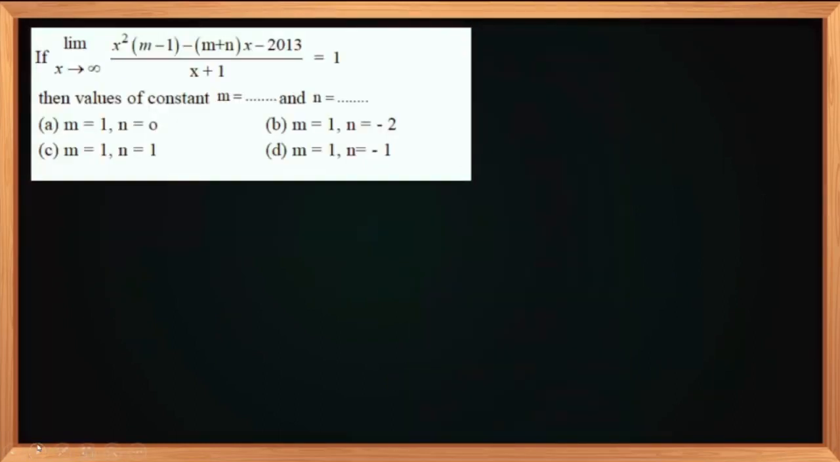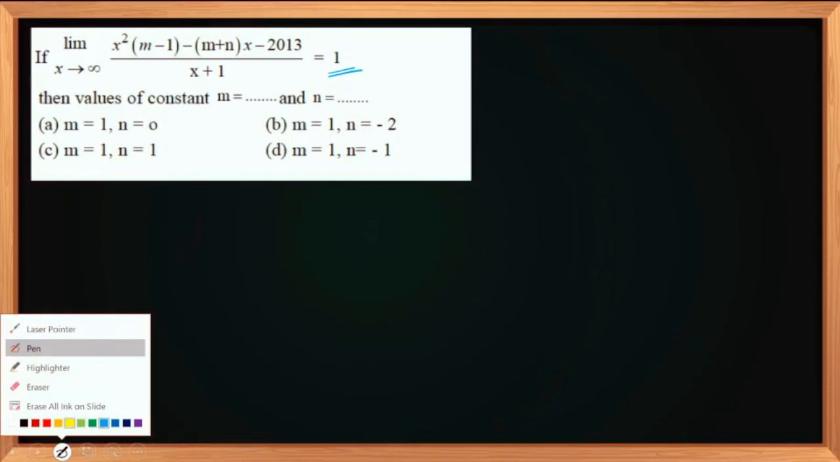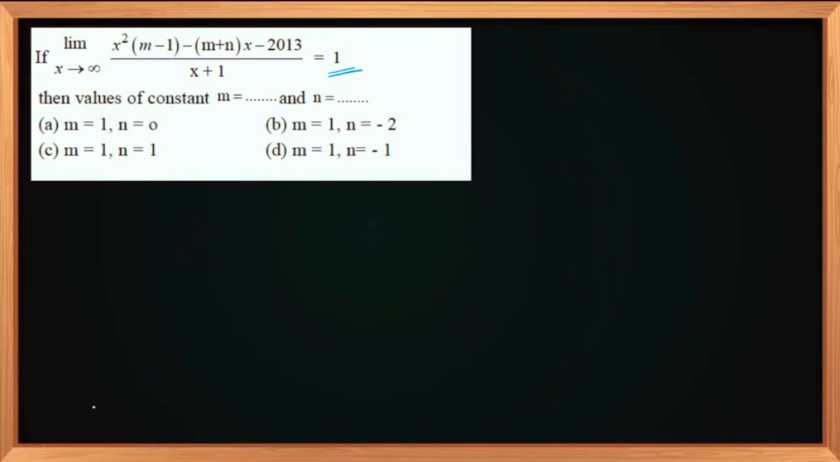Next question. Now this is a limit question. If the limit as x tends to infinity of (x squared times (m minus 1) minus (m plus n) times x minus 2013) divided by (x plus 1) is given as 1, then the values of constants m equals and n equals what? You can try answering this question. I'll give you 2 minutes to answer this, and when you are not able to get the answer, I'll work it out. I'm waiting for your answers.